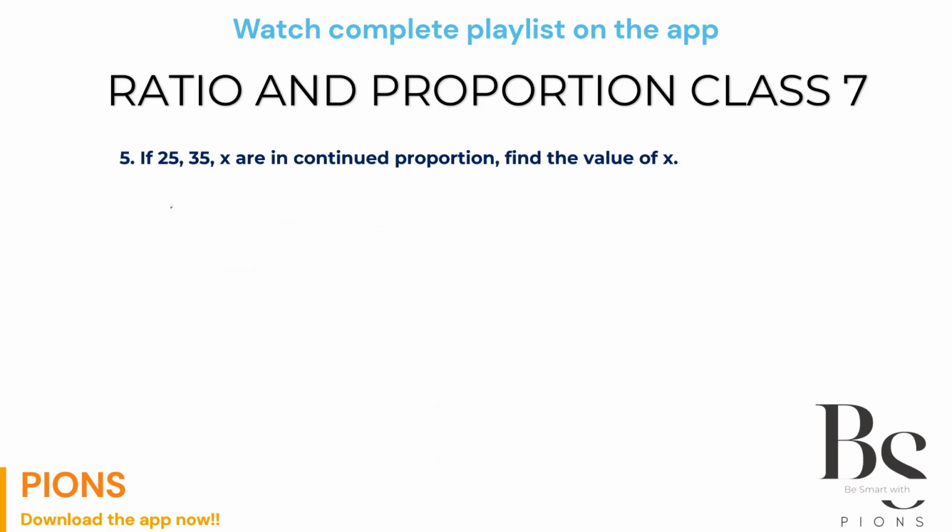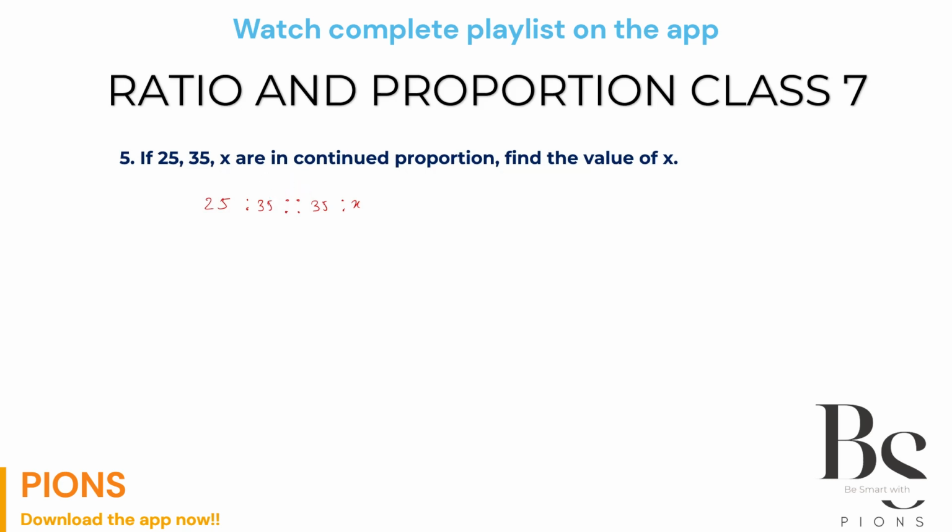Question number 5 says if 25, 35, x are in continued proportion. Now this is quite a different problem. Question says they are in continued proportion. Continued proportion means the middle two terms will be the same. Okay, so how do we write this? We write it like this: 25 is to 35 and that is in proportion with 35 is to x. In such cases, be very careful, these two terms are the same, they are called continued proportion. So in these types of questions where you have continued proportion, you have to know that this and this term are the same.